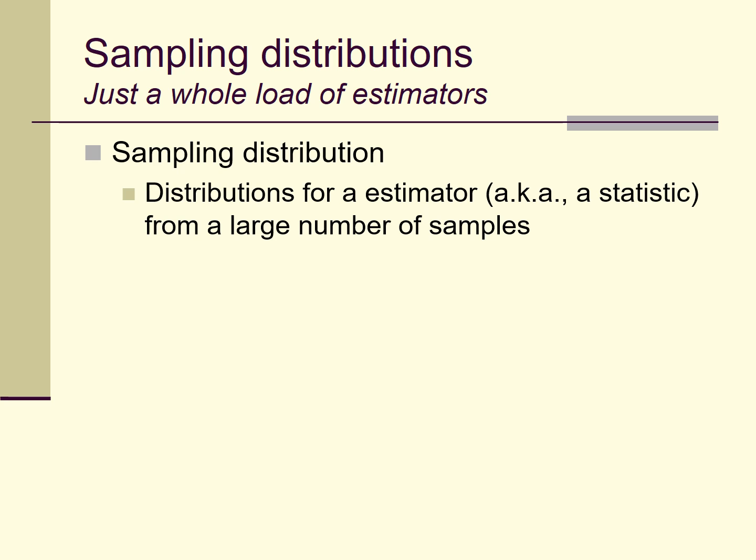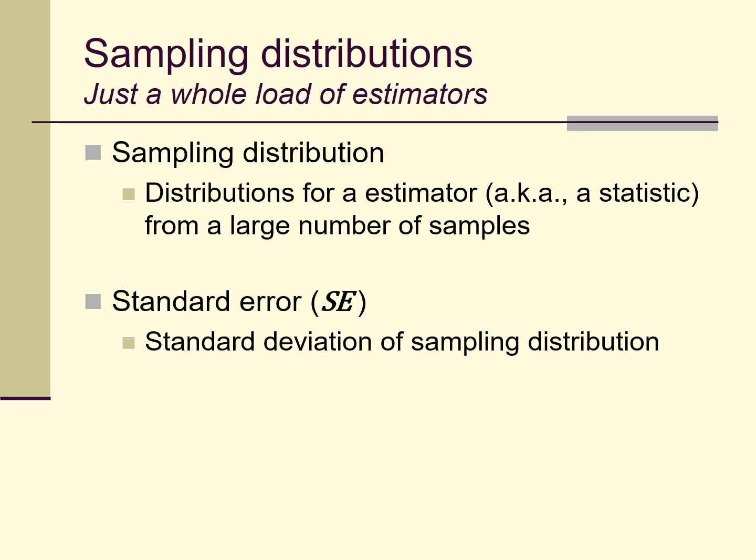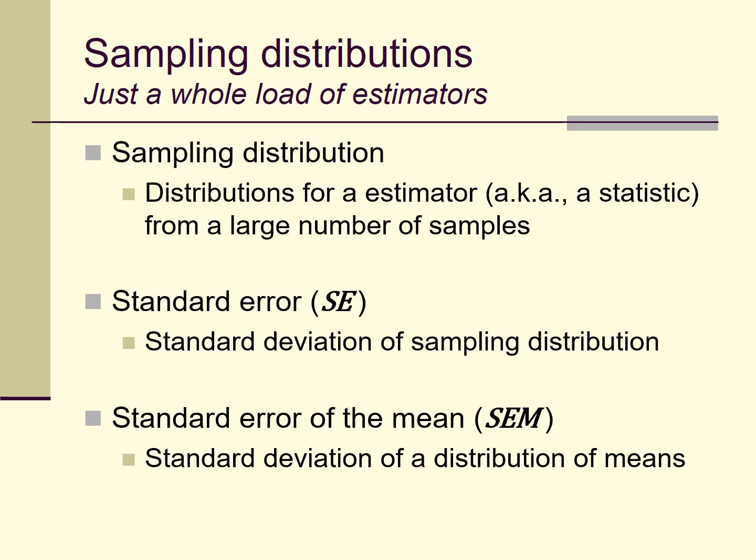If you plotted those as a histogram, or if you set them up as a table, you could pretty easily compute the standard error, which is just the standard deviation of a sampling distribution for a particular statistic. Now, in the case of this example, what you would compute is the standard error of the mean, which is, again, just the standard deviation of a distribution of means.